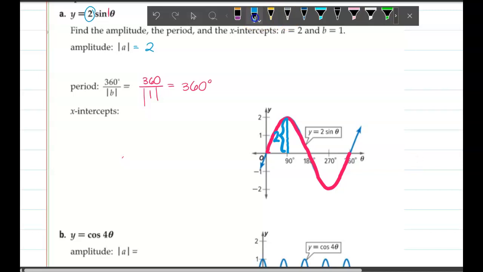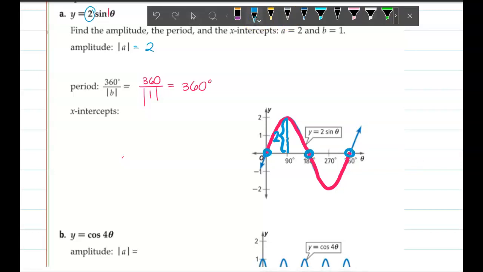If it's asking for x-intercepts, you're just looking on the graph, where does it cross the x-axis? So it crosses at 0, 0. It crosses at 180 degrees, 0. And it crosses again at 360, 0.